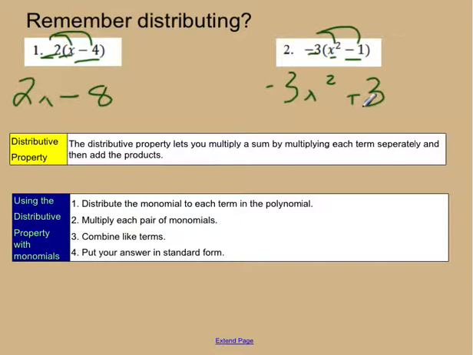To do that, you're going to start by distributing the monomial to each term in the polynomial. And then you're going to multiply each pair of monomials. Remember when you're multiplying, you're going to multiply the coefficients and add the exponents. We'll take a look at what that looks like in a second. Then you're going to combine any like terms. And last but not least, you need to make sure your answer is in standard form, meaning make sure your exponents are going in descending order. So let's take a look at that.